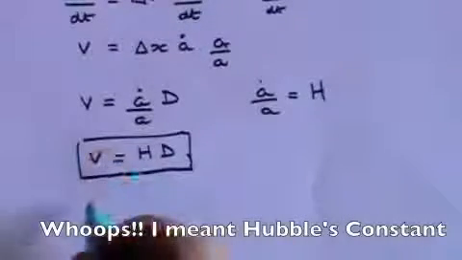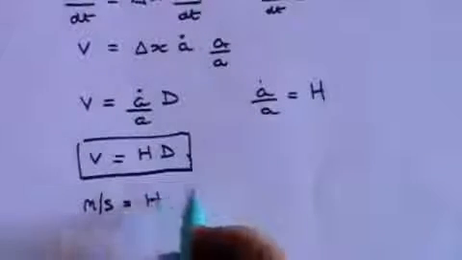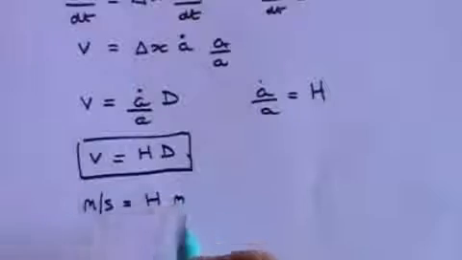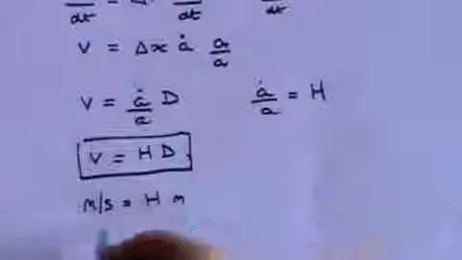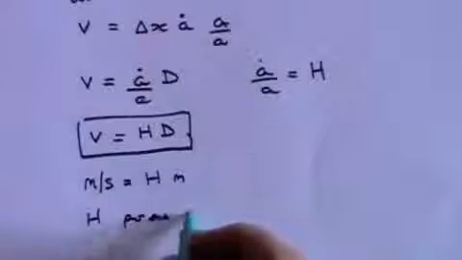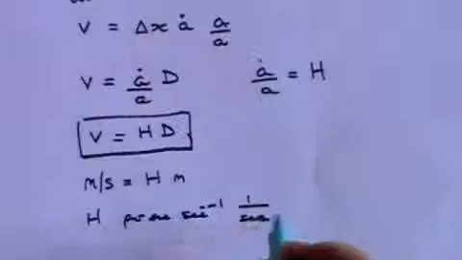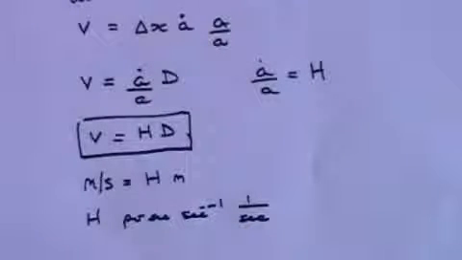What are the units of Hubble's constant? Well, the unit of velocity is meters per second in SI units. And the unit of distance is, of course, meters. And that means that h must be measured in per second, or second to the -1, or 1 over second, depending on how you want to put it.